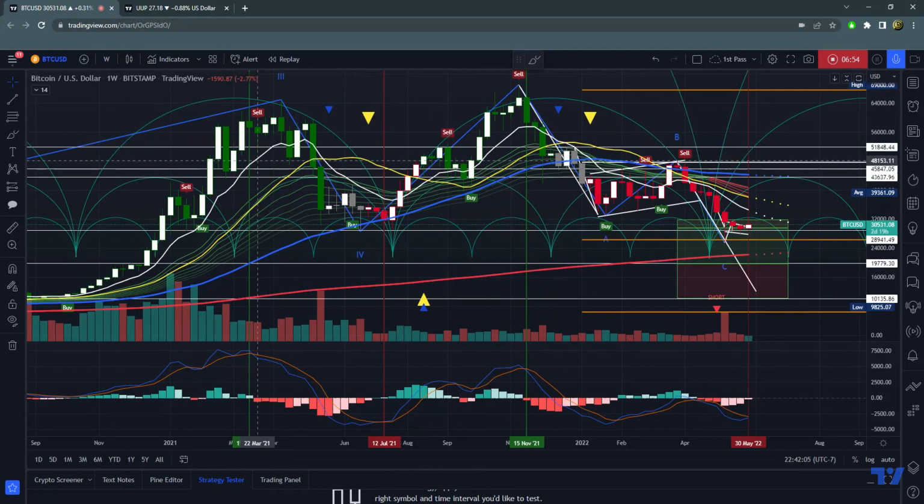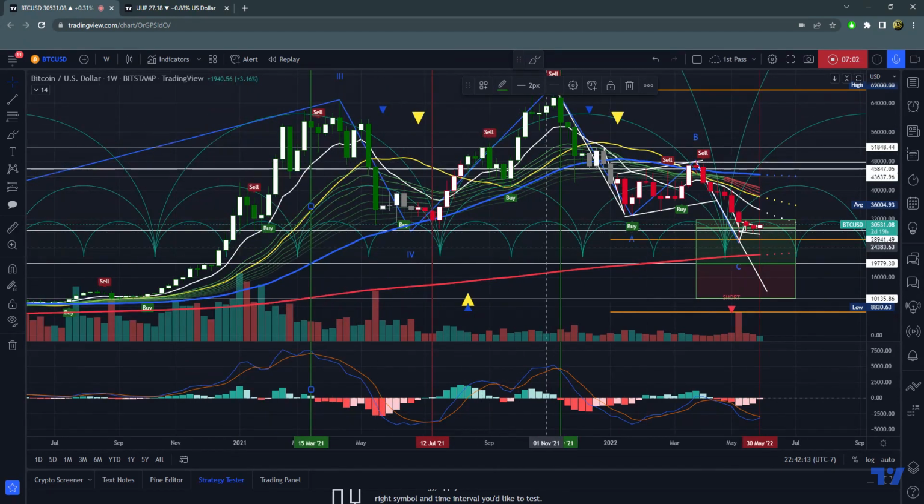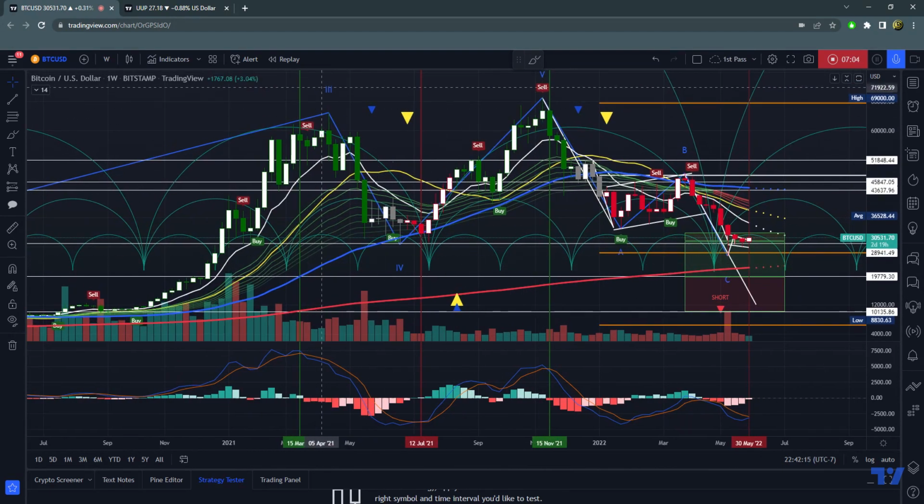Here, oh shoot, I missed it. Let me just remove it. No, so I would say right there. So what happened here? The Elliott wave indicator would have gotten you on at the exact top, which is pretty cool. The MACD would have gotten you out at March 15, and then the other indicator would have gotten you out the following week of March 22.